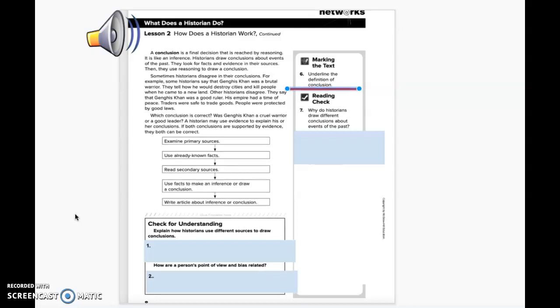Examine primary sources. Use already known facts. Read secondary sources. Use facts to make an inference or draw a conclusion. Write article about inference or conclusion.